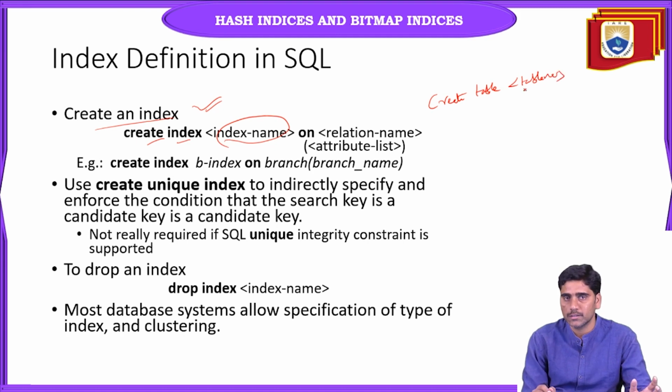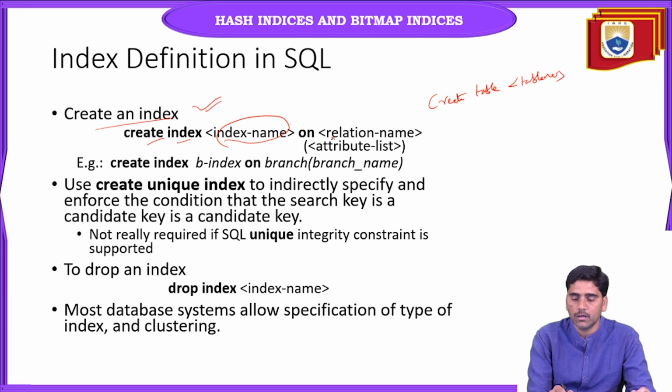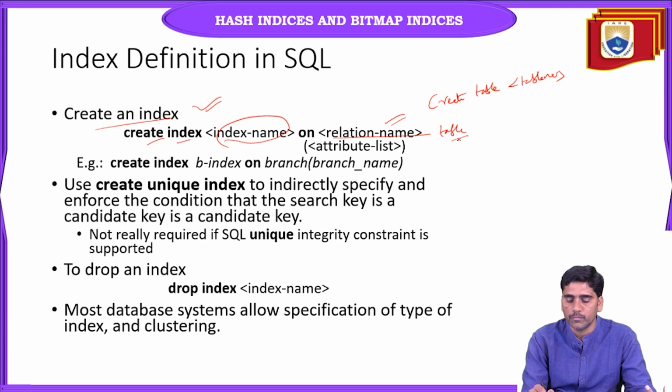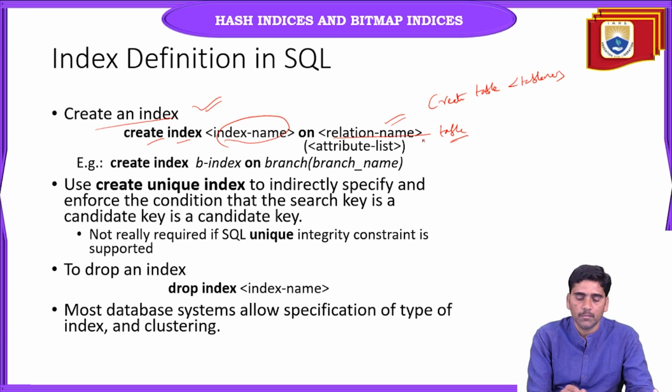We can create the indexes also. So: create index, index name, on relation name. That means the table name, the table on which we are creating the index. So mention the table name. Example here: create index b-index on branch table.